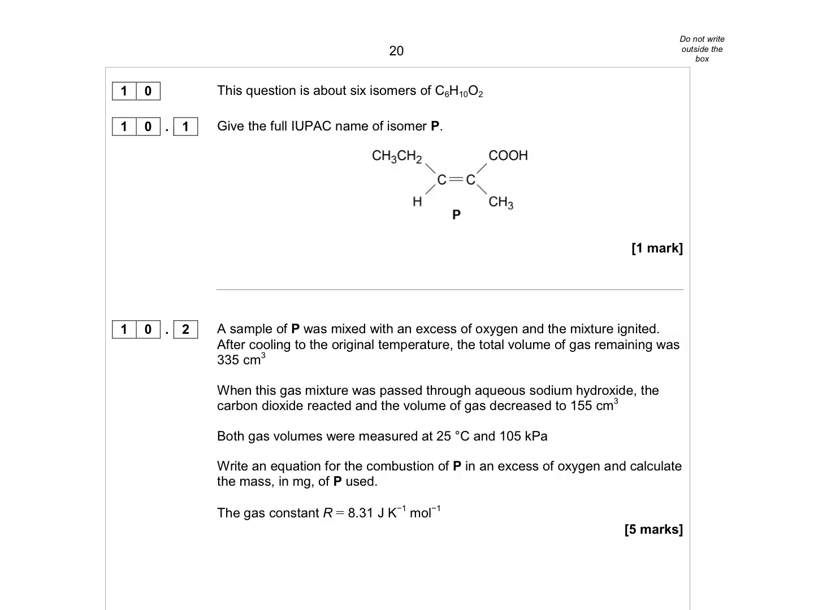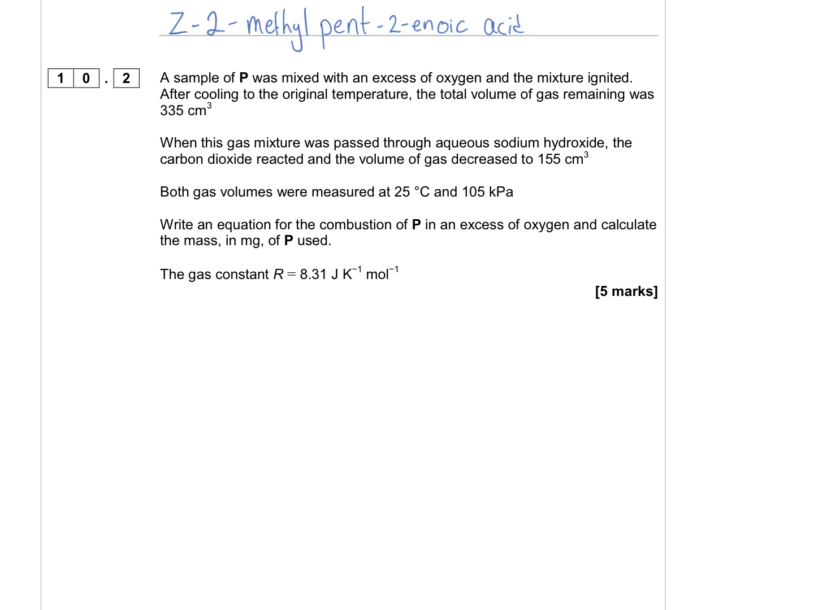So question 10 is about lots of different isomers of C6H10O2. First one is this IUPAC name, so I would count the longest chain. So we've got 1, 2, 3, 4, 5 with the carboxylic acid in, so it's going to be based on pentanoic acid, but it's got a double bond on the second carbon, so it's pent-2-enoic acid, and it's got a methyl group on that second carbon, so 2-methylpent-2-enoic acid. And then because the two heavier groups are on the same side, we need to give it a Z. So Z-2-methylpent-2-enoic acid.